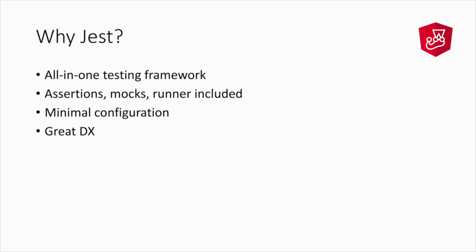Jest is an all-in-one testing framework. It comes with an assertion library, mocking capabilities, and test runner out of the box. This means less configuration and faster setup compared to Karma and Jasmine. Another big advantage is performance. Jest runs tests in parallel and does not rely on a browser, which usually results in a much faster test execution.